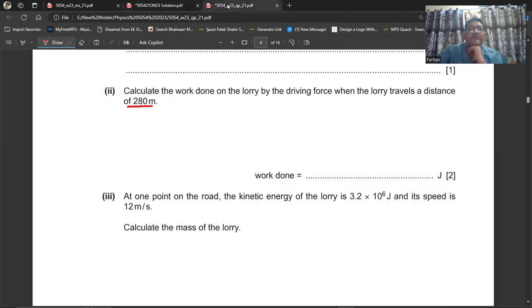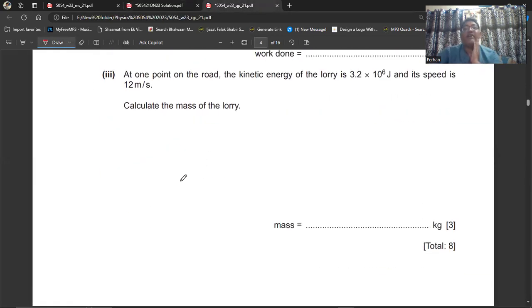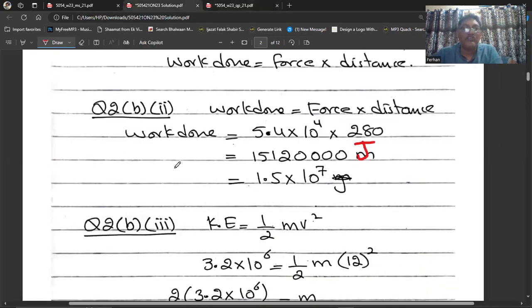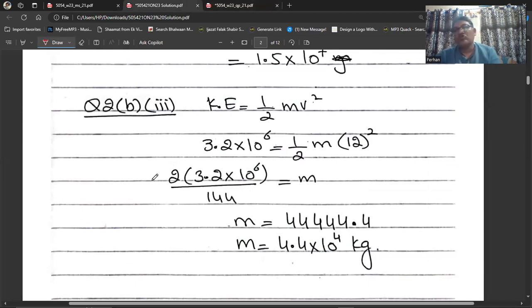This is the solution. At one point on the road, the kinetic energy of the lorry is 3.2 expo 6 joules, and its speed is 12 meter per second. Calculate the mass. The formula for kinetic energy is 1 by 2 mv square. If you know the kinetic energy and the speed, we can find the mass. A simple calculation, so on your screen the solution is showing up.